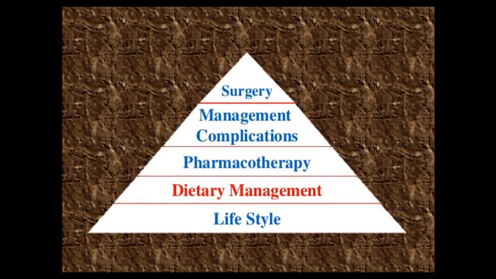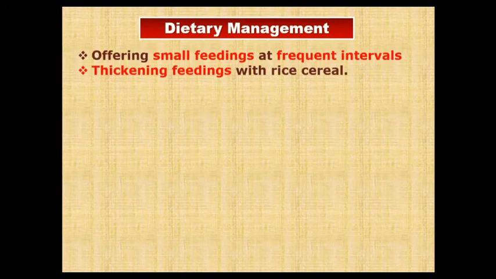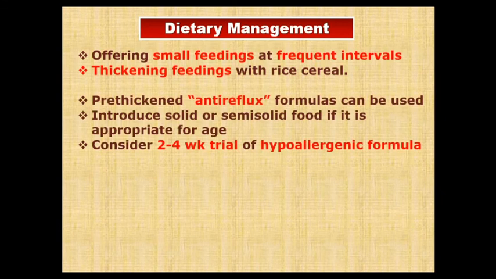If the lifestyle changes didn't make a difference or bring benefit, we will start dietary changes. How can we manage the dietary changes? This is by offering small feedings at frequent intervals to prevent gastric distension and prevent overfeeding in each nursing. Thickening feeding with rice cereals, and we may use pre-thickened or anti-reflux formula.